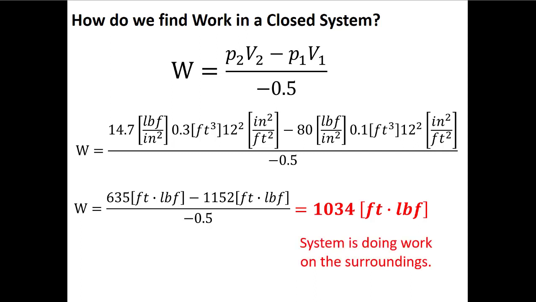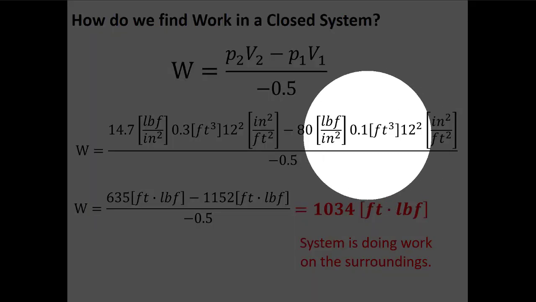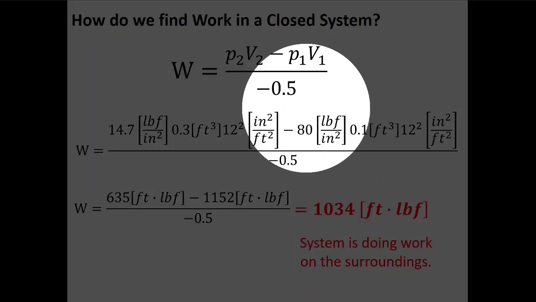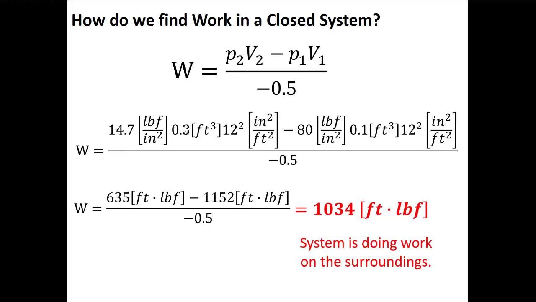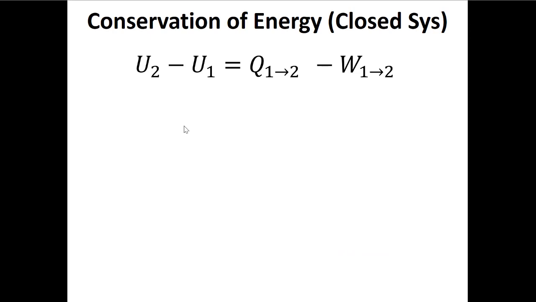So we got a positive value here, right? I know work in is negative, so this must be work out. This is my system pushing out on the surroundings, so the volume should be increasing, which is what I see. I started with 0.1 cubic feet, and I ended with 0.3 cubic feet, so this is expansion. This is the system pushing out on the surroundings. So it does make sense here, at least given the numbers that I calculated so far.